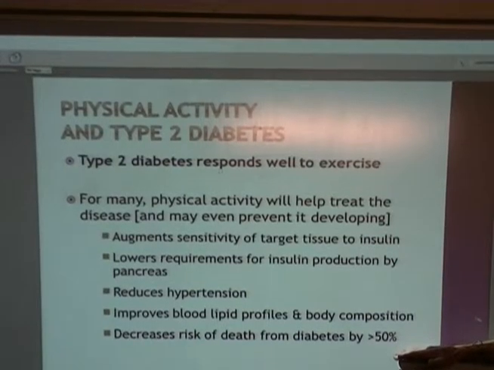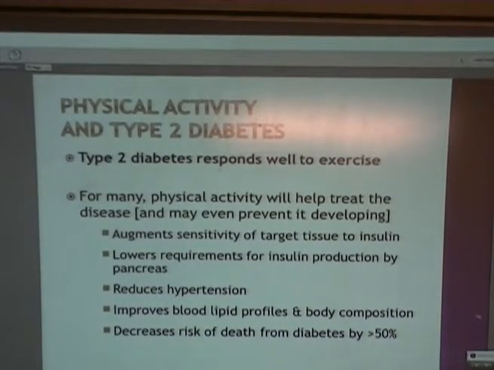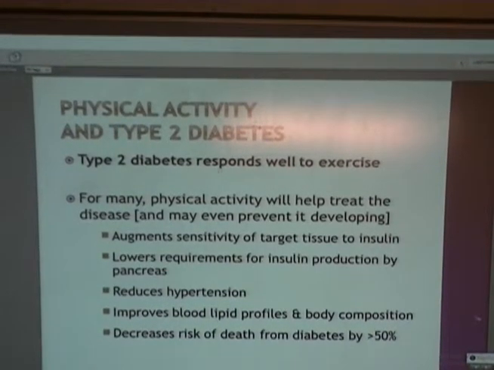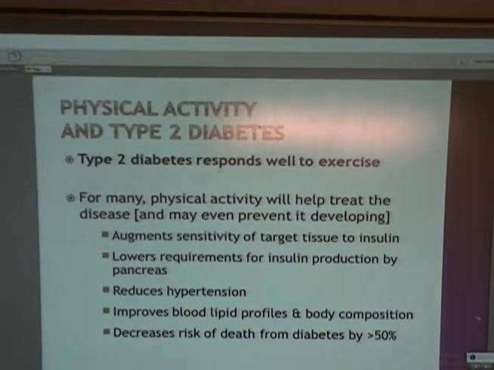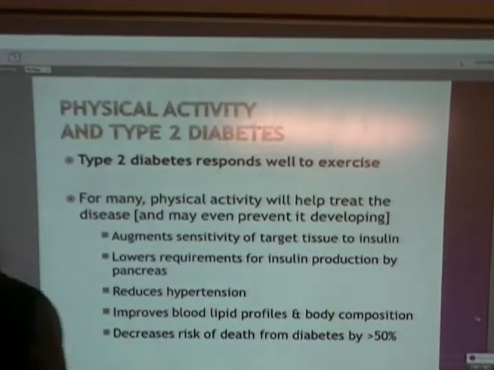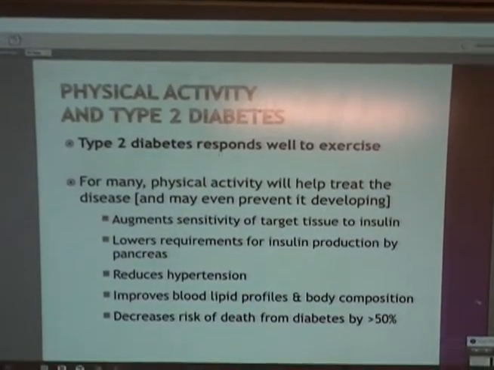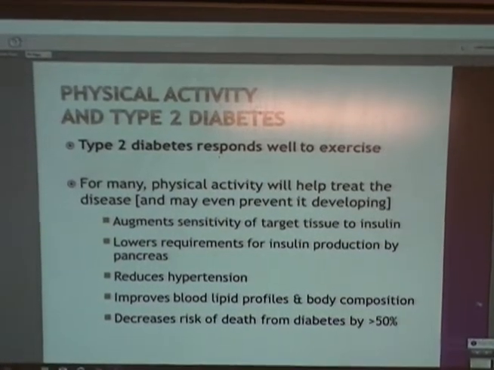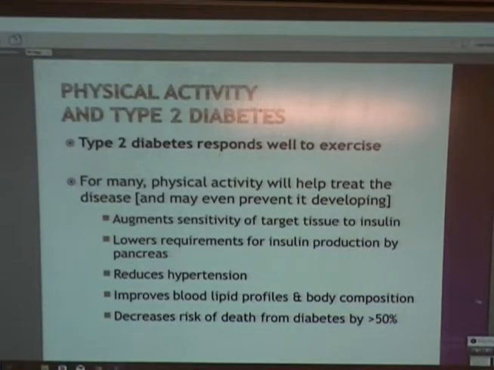But you have to remember that they developed type 2 diabetes probably because of a sedentary lifestyle, and now you're trying to get them to become someone who exercises on a regular basis. It's a big lifestyle change, and people aren't very good at that. So tackle it little by little. Don't expect them to go from doing nothing to doing everything. A little bit at a time.